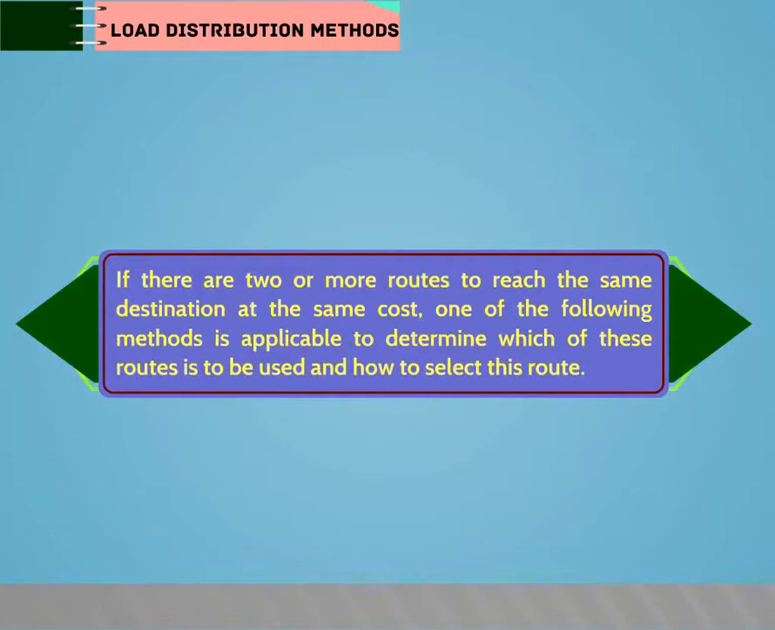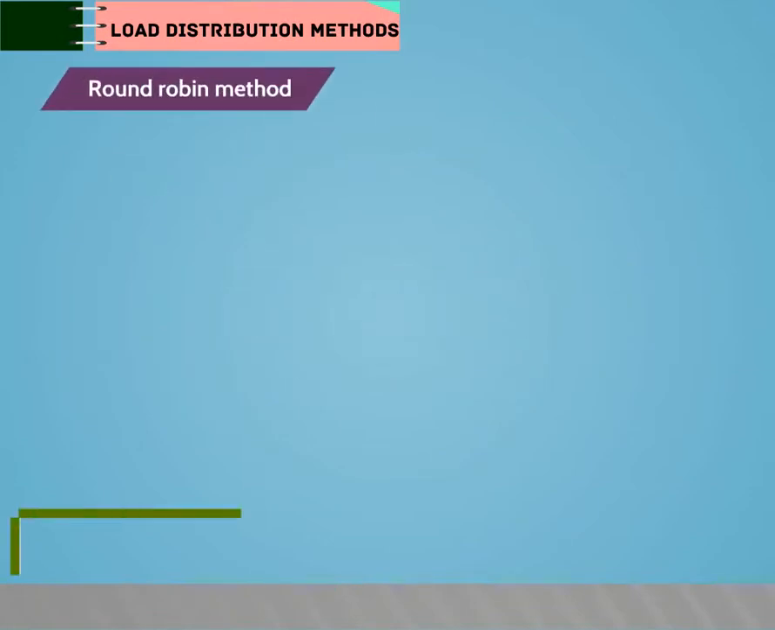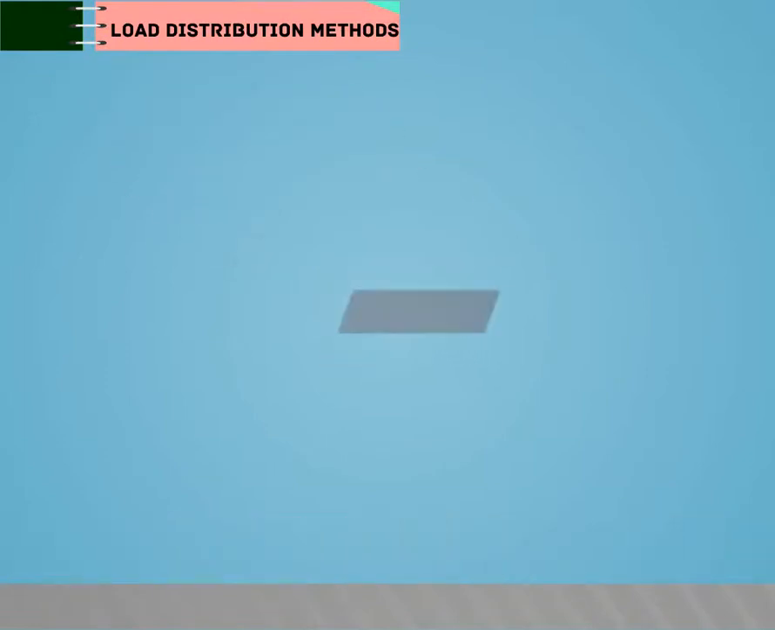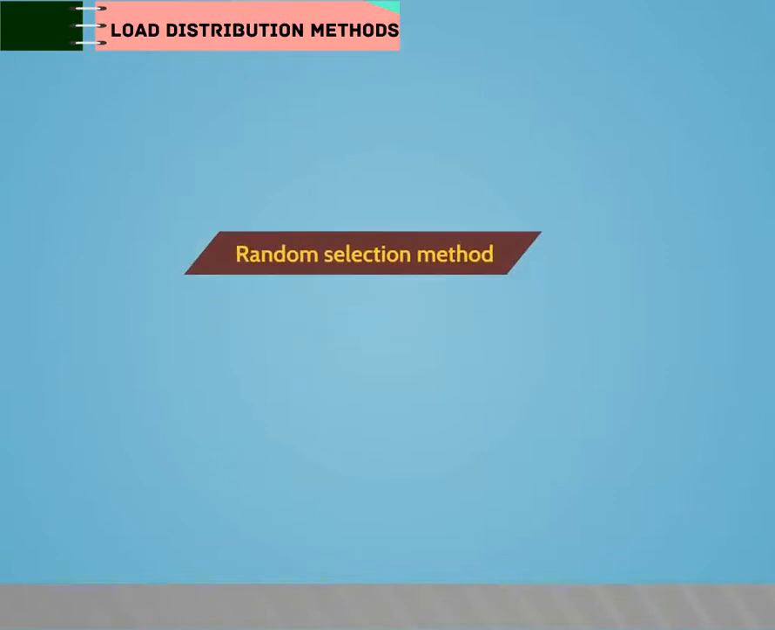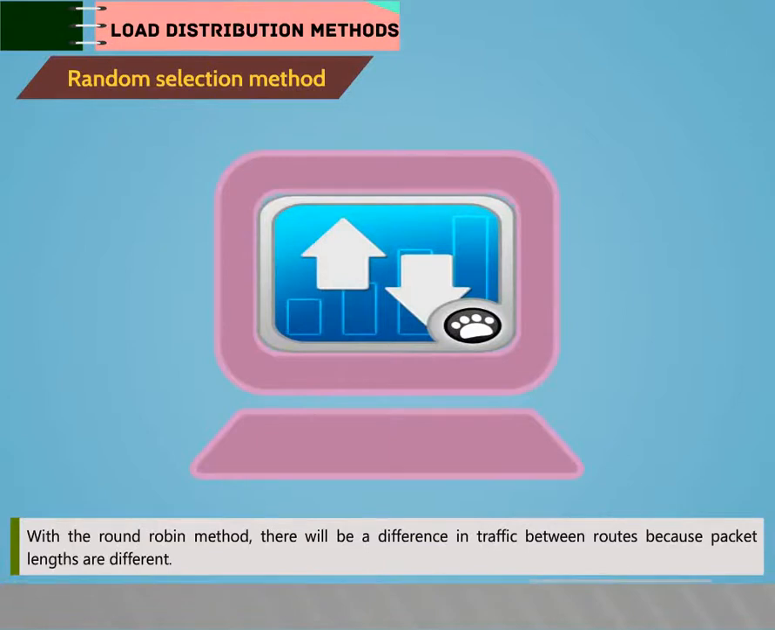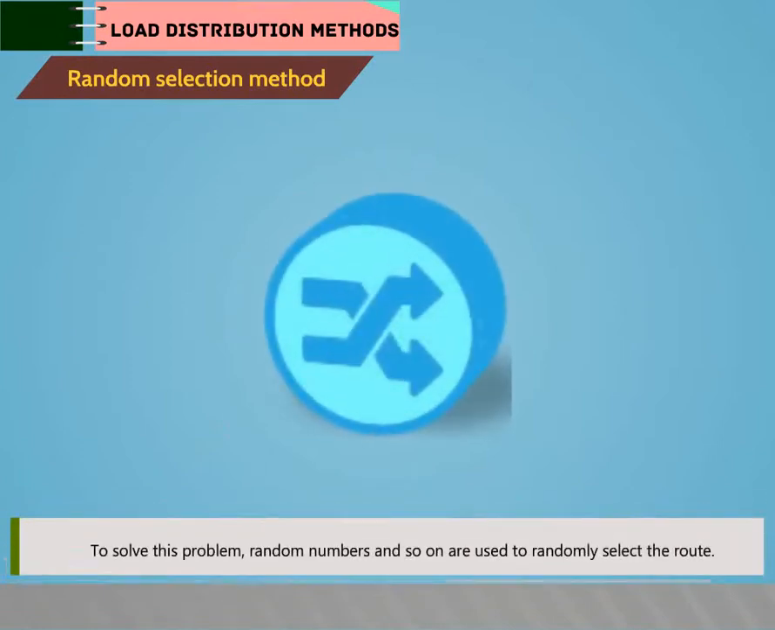If there are two or more routes to reach the same destination at the same cost, one of the following methods is applicable to determine which of these routes is to be used and how to select this route. Round robin method sequentially selects each of the routes. Random selection method. With the round robin method, there will be a difference in traffic between routes because packet lengths are different. To solve this problem, random numbers and so on are used to randomly select the route.